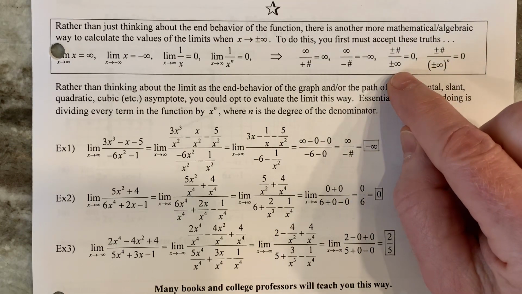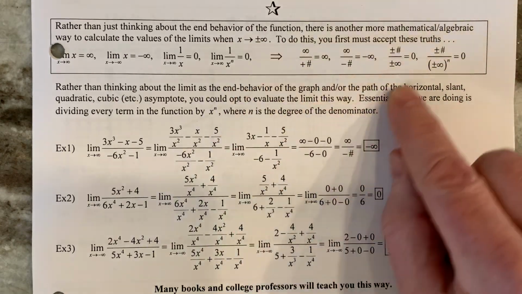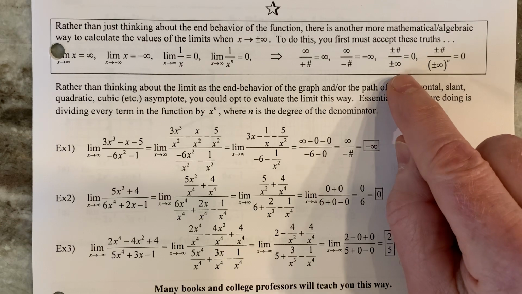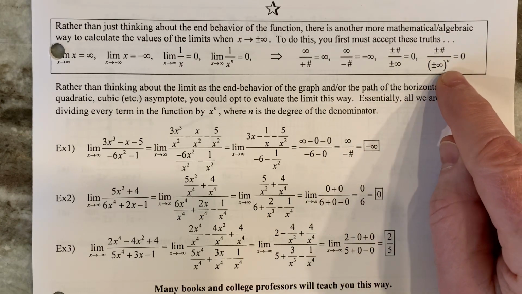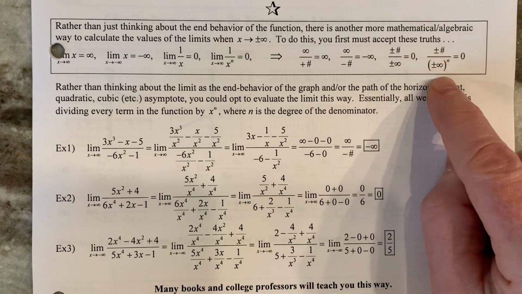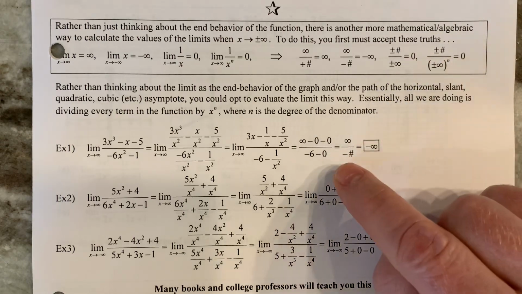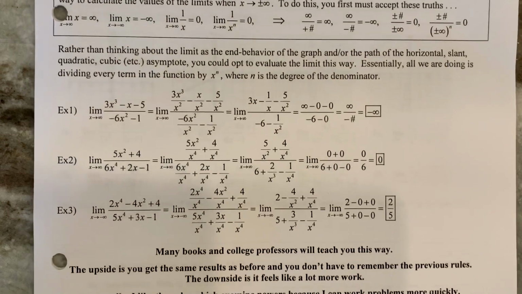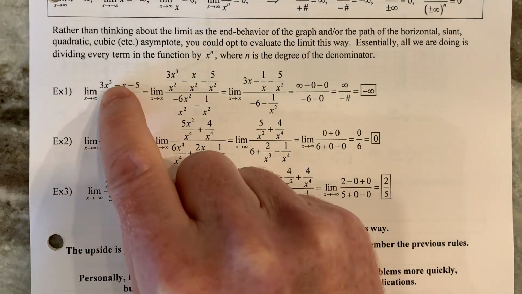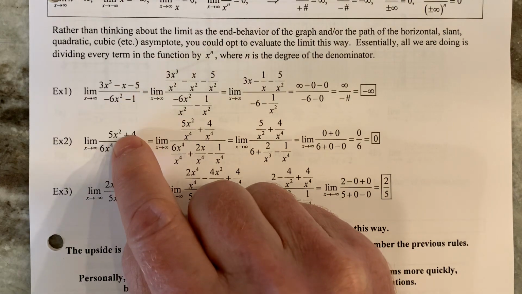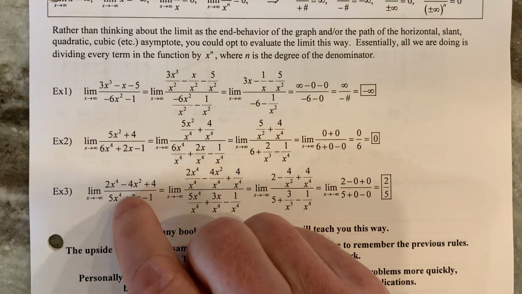If the bottom is growing faster, just like over here, that is becoming an increasingly smaller decimal, and it's approaching zero. And that's also true whether I raise it to a power or not. So you're going to see a whole lot of this in a second as we're doing these problems. So let's look through these examples. I've given you an example of each kind of problem. Notice here, power bigger on the top, power bigger on the bottom, power the same.